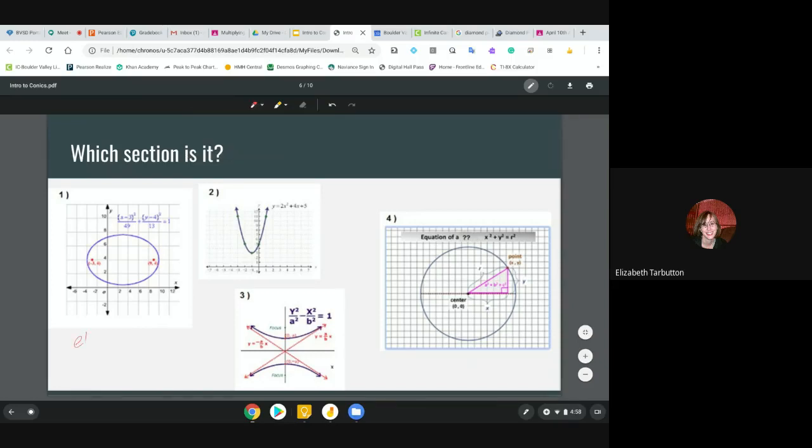All right, let's check your understanding. Number 1 is an ellipse. Number 2 is a parabola. Number 3 is a hyperbola. And number 4 is a circle.